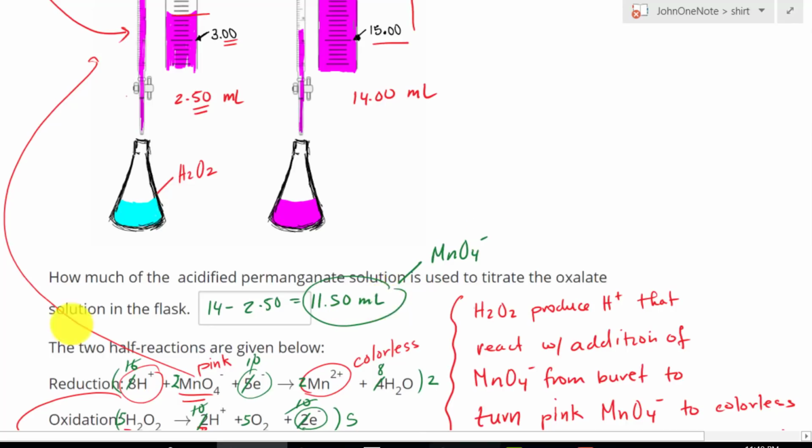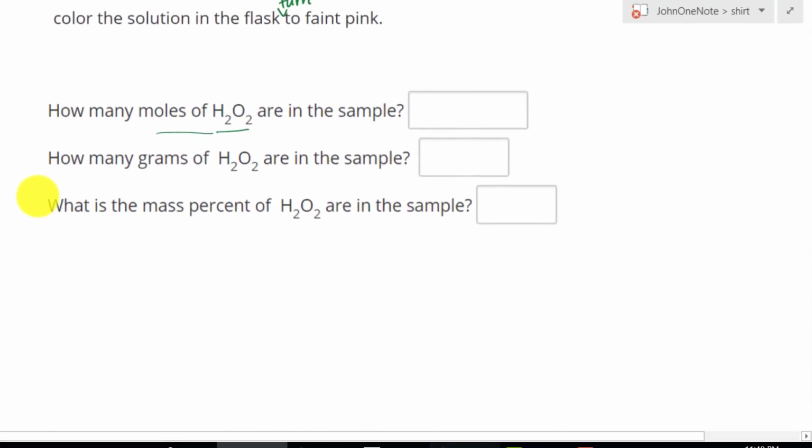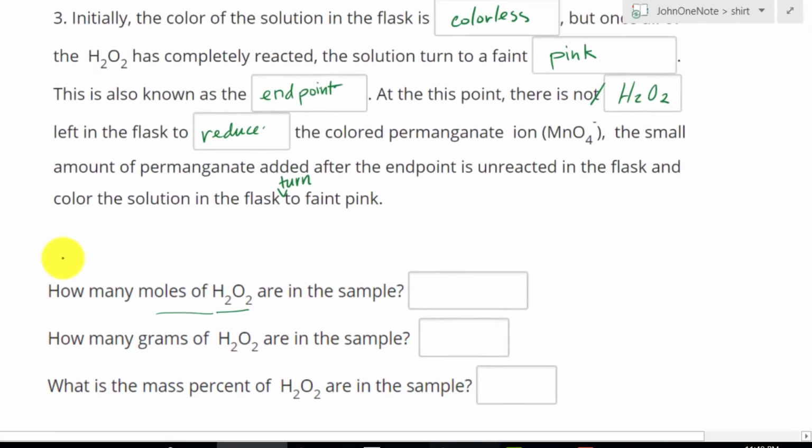How is that related to the hydrogen peroxide? Well, that's pretty easy, because we can relate that using our stoichiometry. But before we do that, we have 11.5, and again, always convert to liters. So we have 11.5 milliliters of MnO4-, okay? Now let's convert this to liters. That would be 0.0115 liter of MnO4-.